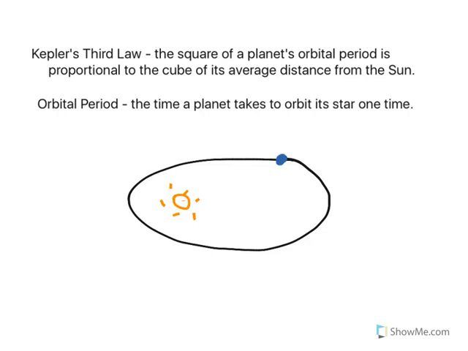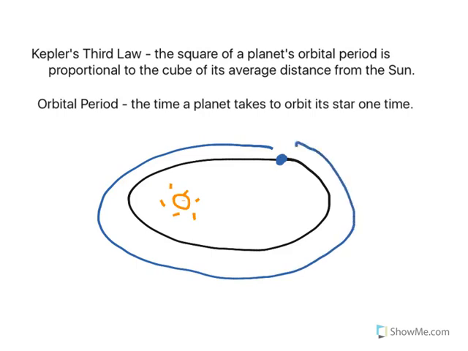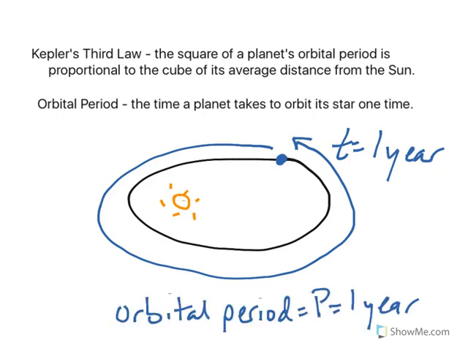So let's say we take a look at the planet Earth, and there is the sun. The planet Earth is going to orbit one time around the sun in a time equal to 1 year. So the orbital period is equal to 1 year. And we give the letter P for orbital period. In this case for the Earth, it is 1 year.